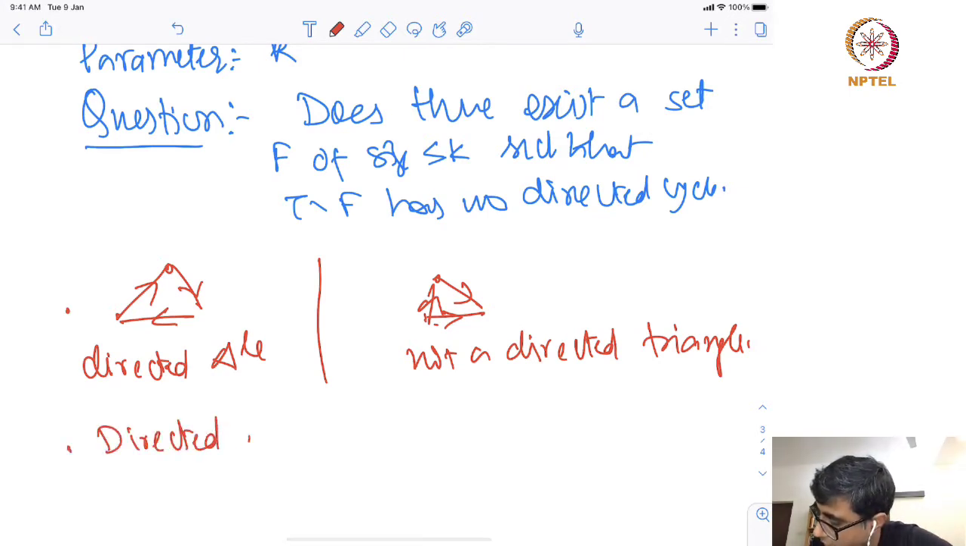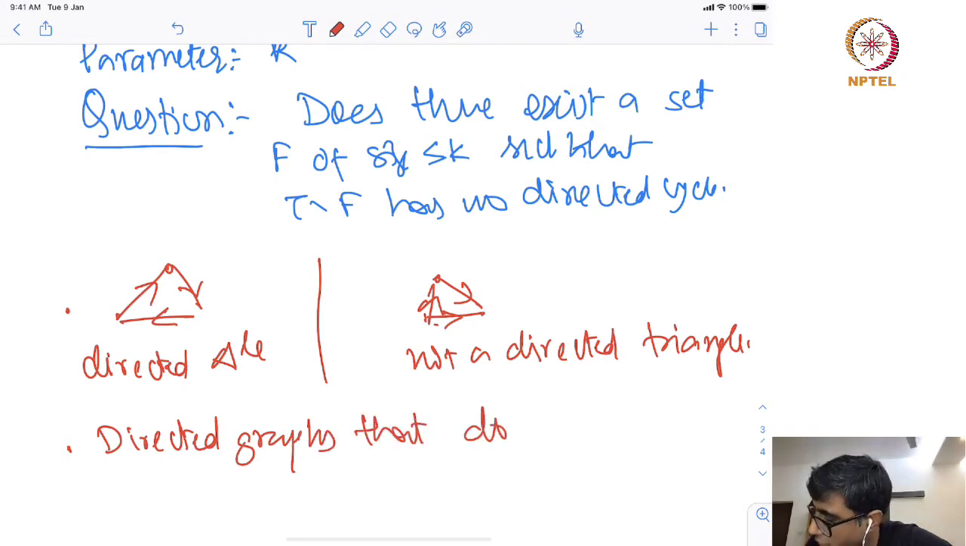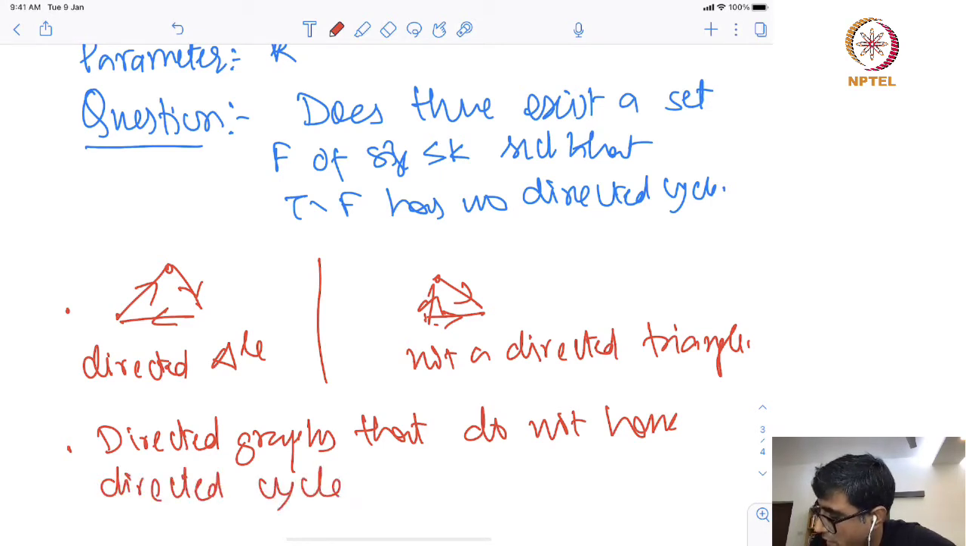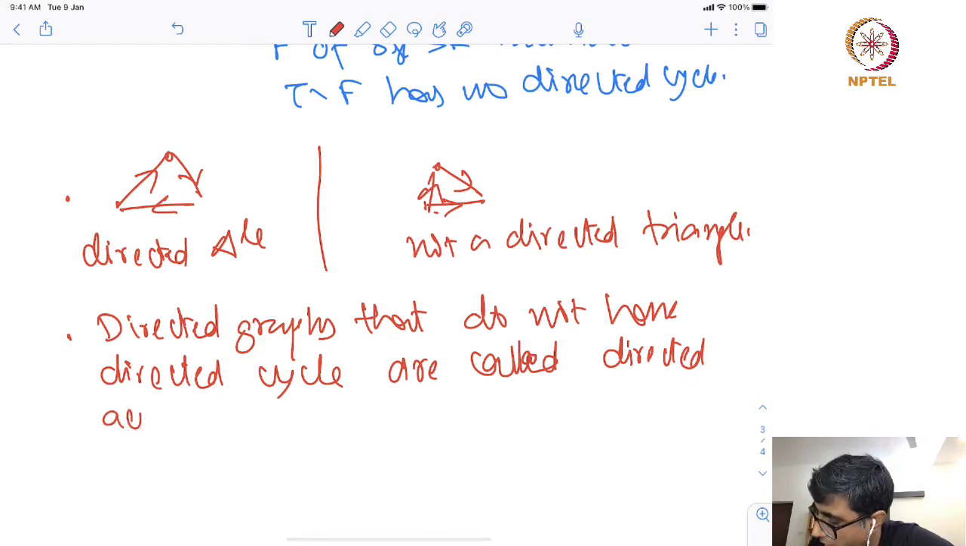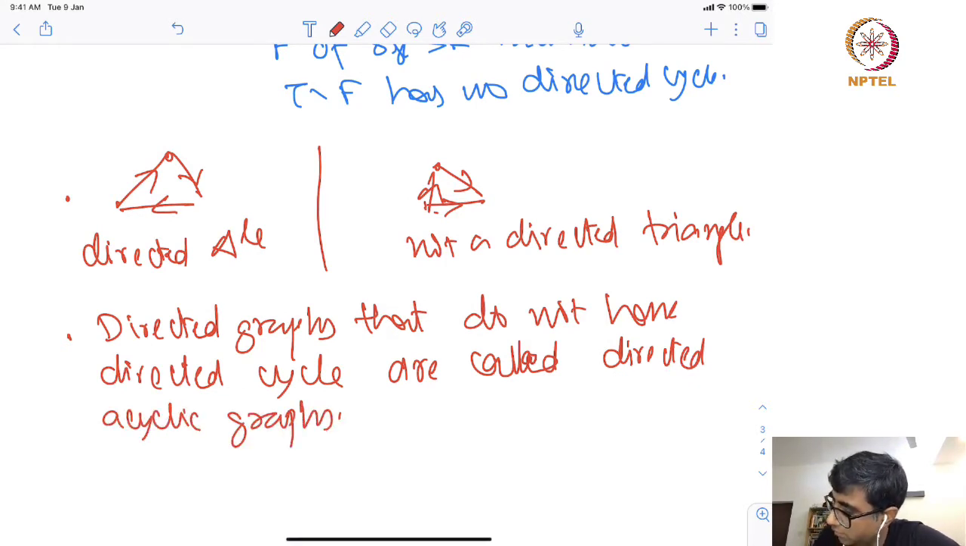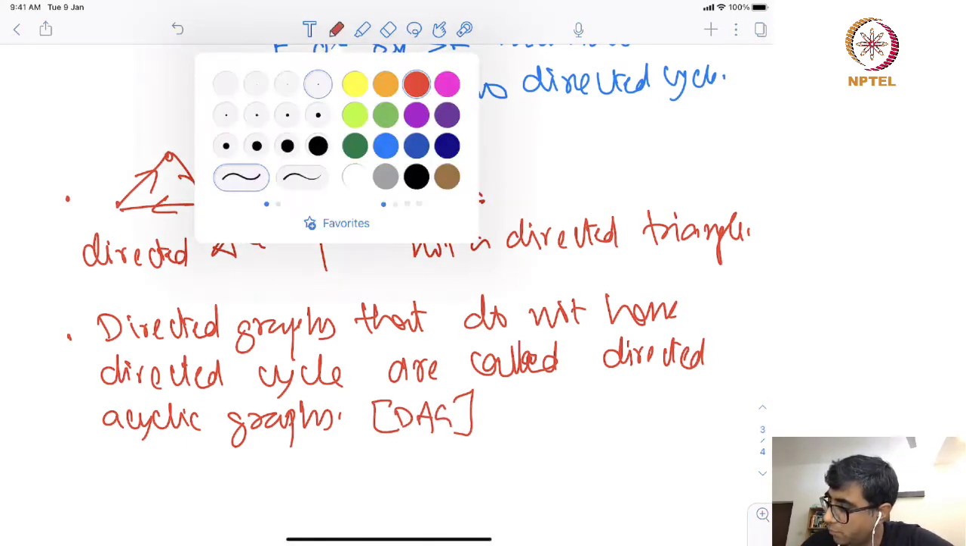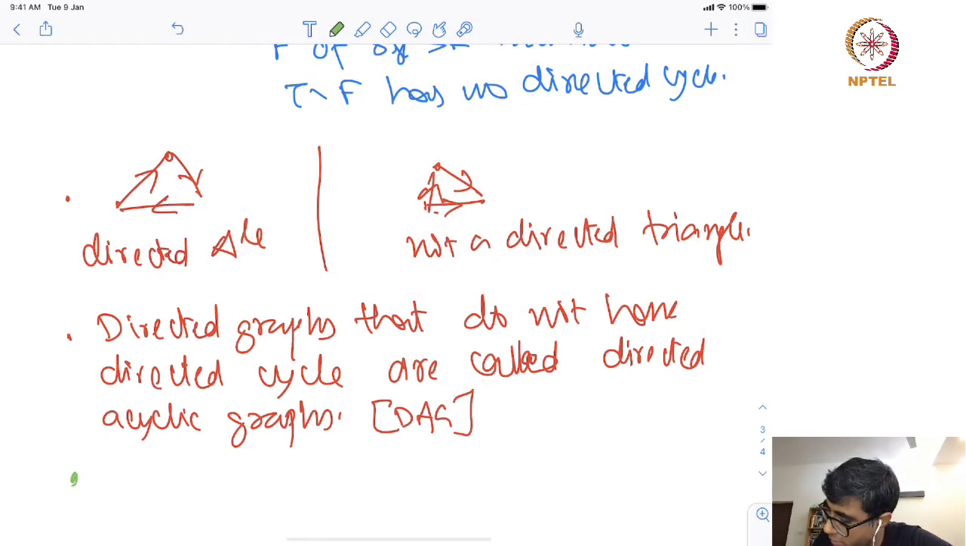And directed graphs that do not have directed cycles are called directed acyclic graphs, which you must have heard as DAGs. And there is a property of them. Okay, what is the basic property of them?